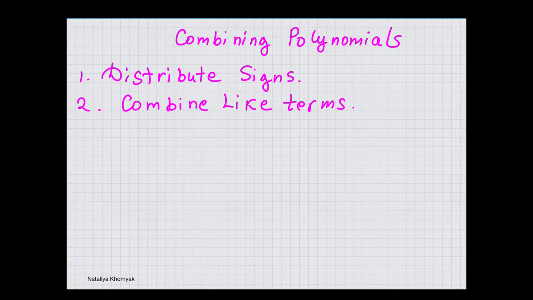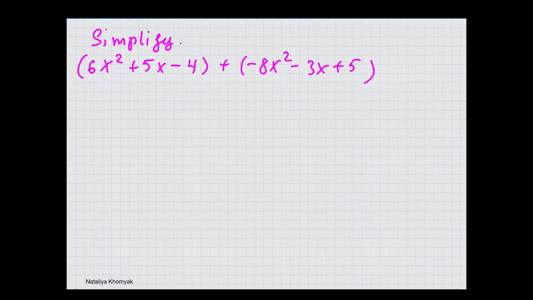Combining polynomials. First thing, distribute the signs, and then all you have to do is just combine like terms. So here we have to simplify this. If you see no sign in front of the parenthesis, that's a positive. So positive times positive 6, we have 6x to the second. Positive times positive 5, plus 5x. Positive times negative 4, minus 4.